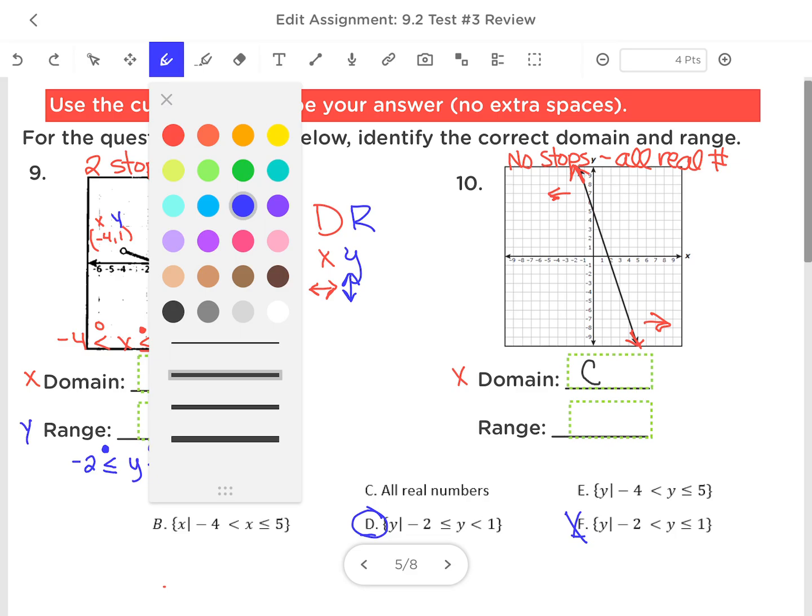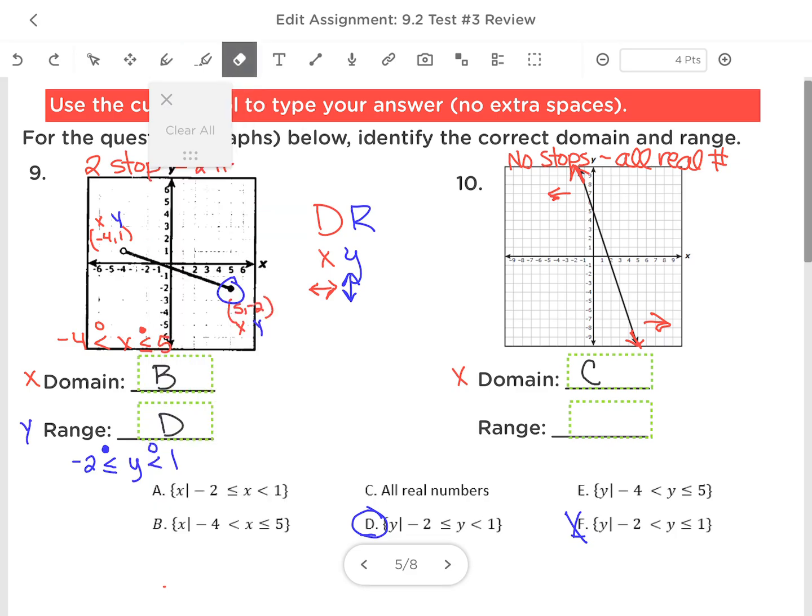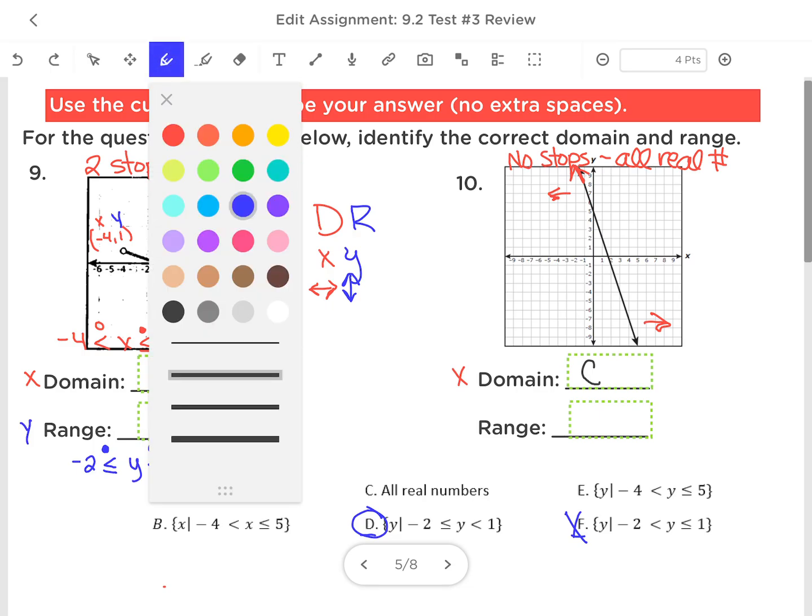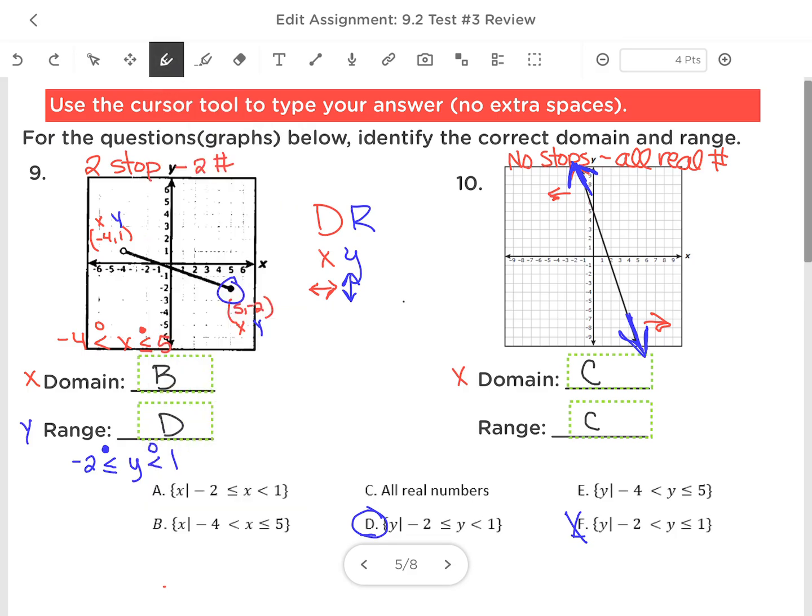Okay, if we look at it as far as going up and down, this graph goes down forever. This graph goes up forever. So its range is also all real numbers. It's not bounded like number 9. Number 9 is bounded. It has 2 endpoints versus 10 had 2 arrows. So it's something to keep in mind.